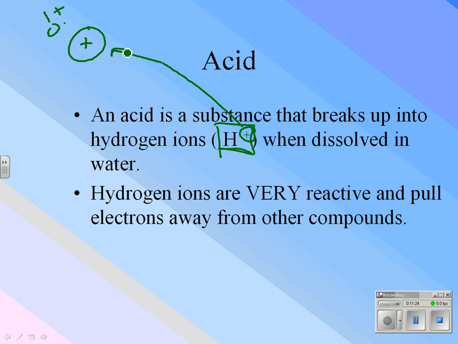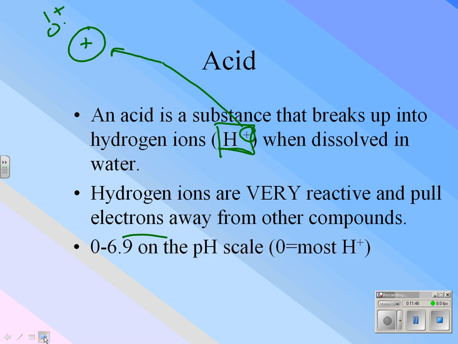So what they do is they pull electrons away from other compounds. So if you dump a strong enough acid on your skin, you've heard this, it'll burn through your skin. What's happening is it's taking the electrons and pulling them off your skin. And since electrons are what hold things together, your skin would fall apart.